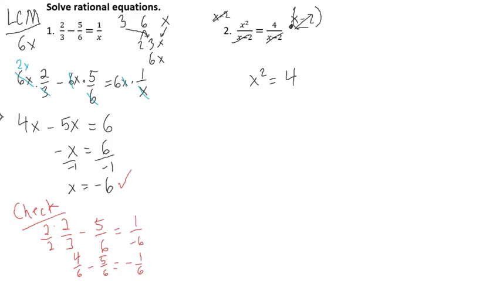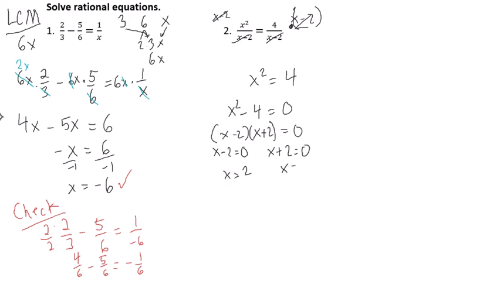A lot of people will see this and they'll just immediately jump to the answer of 2. But if we take this as a quadratic and we solve it by factoring, remember that x squared, positive or negative, will both give you 4. So then we get x minus 2 equals 0, x plus 2 equals 0. So x equals 2 and x equals -2.